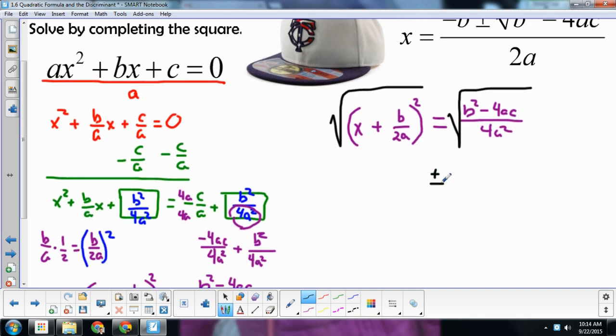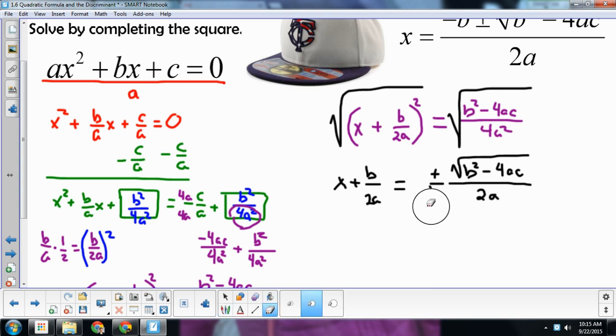I also can take the square root of the numerator divided by the square root of the denominator. Well, the square root of the denominator, the square root of 4a squared, is 2a. No square root symbol required, because the square root of 4 is 2 and the square root of a squared is a. It's just 2a. So my square root symbol is now only in the numerator. The left side, all I did was get rid of the square. So I have x plus b over 2a, and that's equal to this expression we have on the right.